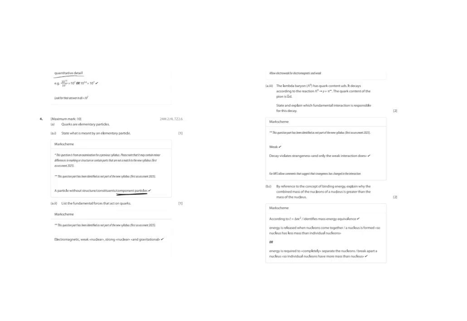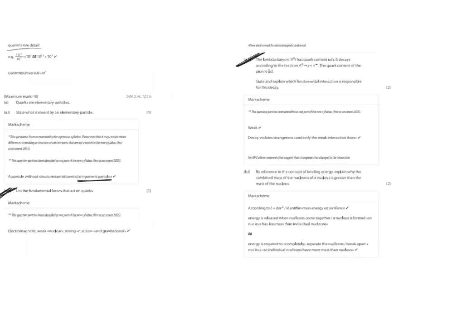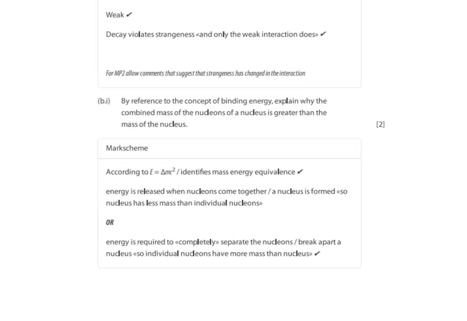Okay, so they're getting into quarks here, and they're talking about the weak force. This is not, at the very least, E3. So we're going to skip those. But BI is useful, so let's zoom in on that. For BI: by reference to the concept of binding energy, explain why the combined mass of the nucleons of a nucleus is greater than the mass of the nucleus itself. And I would say because of binding energy, but that's the question. What the heck does that mean?